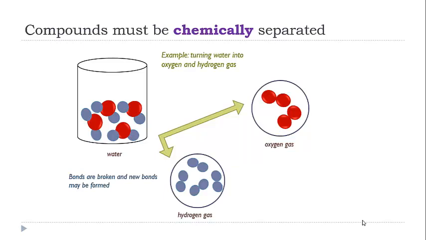If you have a compound, that has to be chemically separated. For example, if you have water, you can do a chemical reaction on it, breaking the bonds between the hydrogens and the oxygens. And in these molecular pictures of the water over there, the oxygen is red, the hydrogen is kind of a bluish color, and bonds are broken, forming hydrogen gas and oxygen gas.